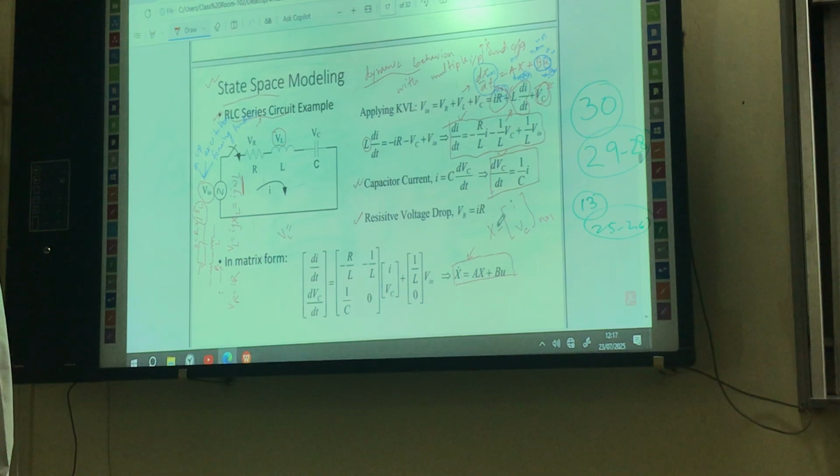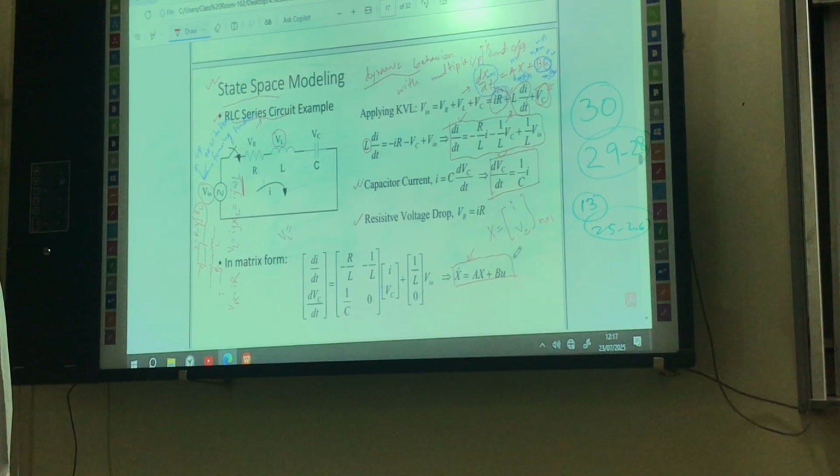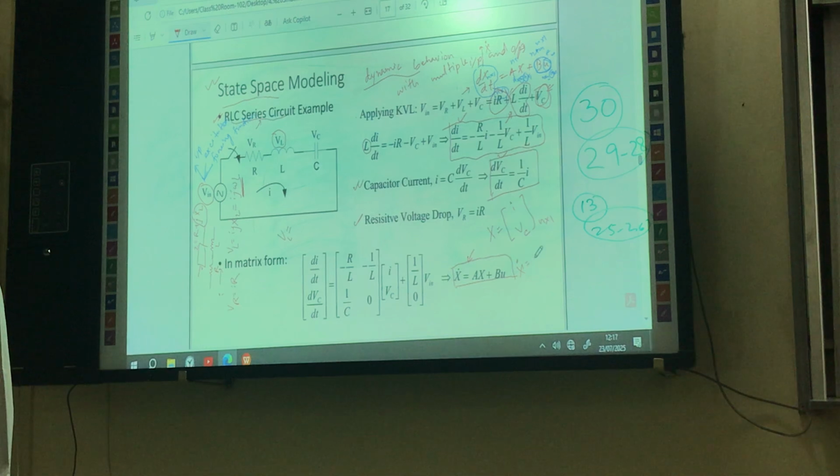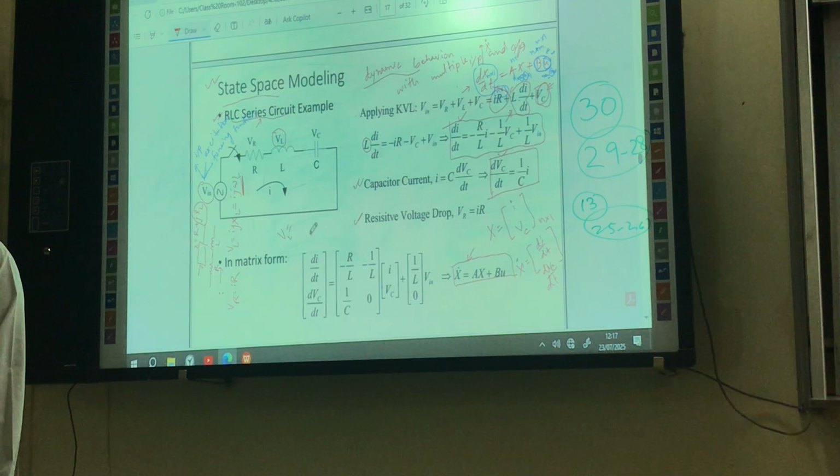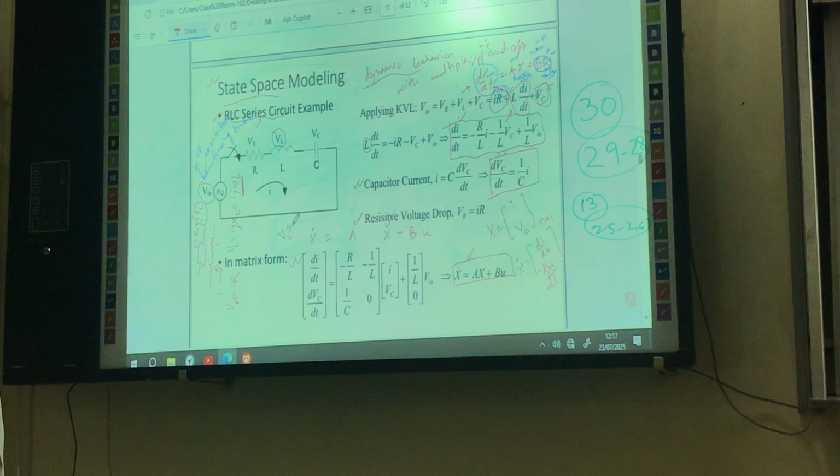That is your x. Then what will be your x dot? It will be simply your dI over dt and dVC over dt, right? Now you can write it like this. In matrix form, it will be x dot equals Ax plus Bu. Okay. You know the x and you know the x dot, so just place the x dot here and place the x here. These two are known to you.